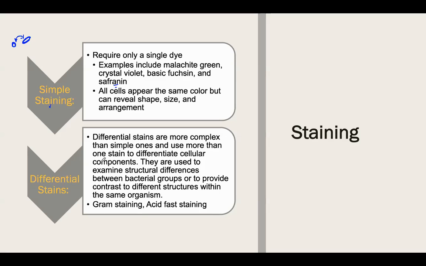So basically, what we are doing here is examining the structural differences between the two groups of bacteria. We are going to see if the bacteria has a thick cell wall or a very thin cell wall, and that's the difference between gram-positive and gram-negative bacteria. Gram-positive bacteria have a very thick cell wall. Gram-negative bacteria have a very thin cell wall. And we want to see that.